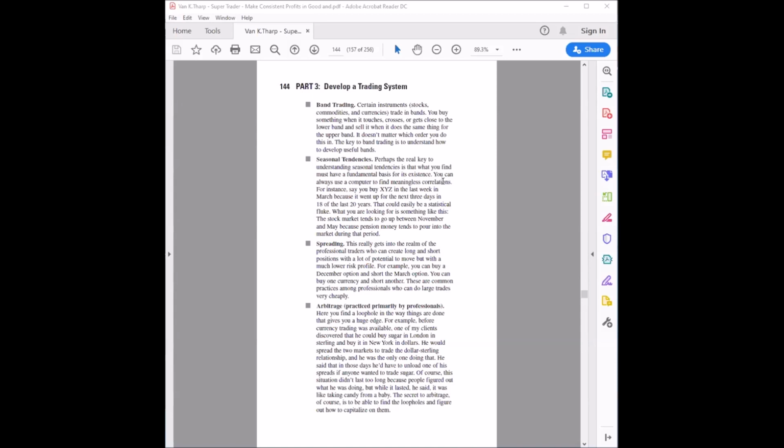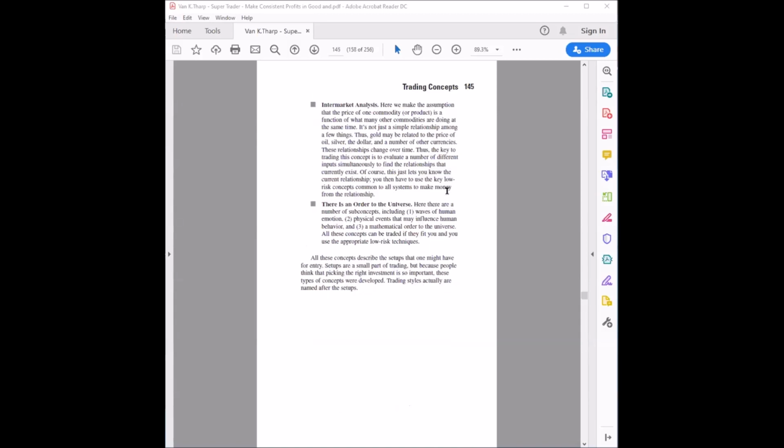In crypto, we see arbitrage a lot on bots. Then there's intermarket analysis. So this might be something like watching the price of gold against the price of something different, the yen or something. So he says it's not a simple relationship. Thus, gold may be related to the price of oil, silver, the dollar, a number of other currencies, and they change their relationships over time.